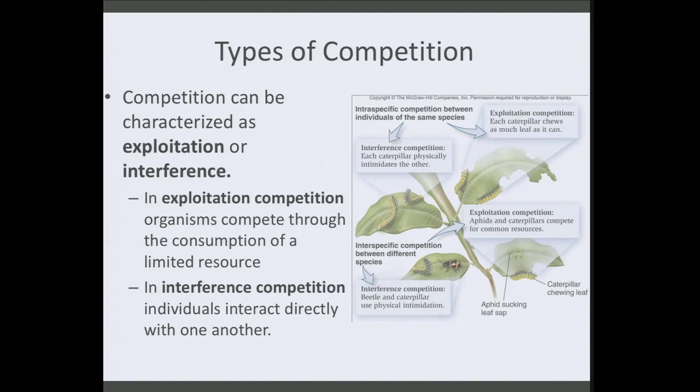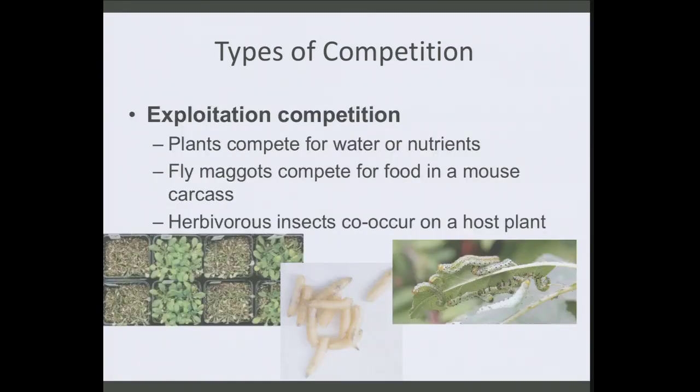So both of these forms of competition, exploitation and interference, can happen within a species or between species, and this graphic shows examples of both of those things within species of caterpillar, for instance, or between a caterpillar and a beetle, or a caterpillar and an aphid. So here's just some examples of exploitation and interference competition.